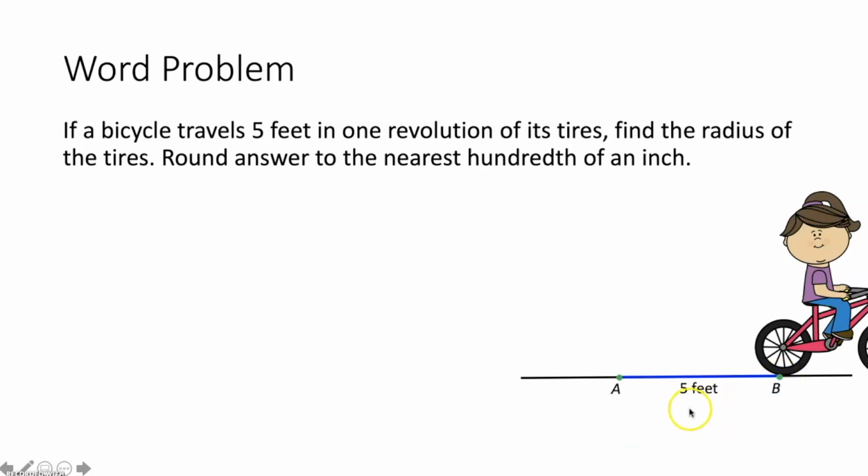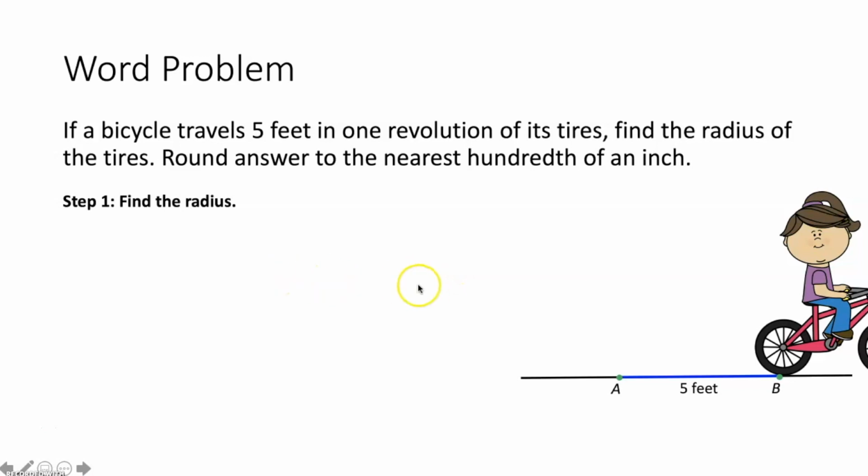Now, the cool thing about this is that this is saying the bicycle traveled 5 feet in 1 revolution of the tire, meaning 1 revolution of this tire is 5 feet, meaning the perimeter of this tire is 5 feet, meaning the circumference of this tire is 5 feet. So if this question wants us to find the radius of this tire, what we're going to do is set up an equation involving the circumference and the radius.